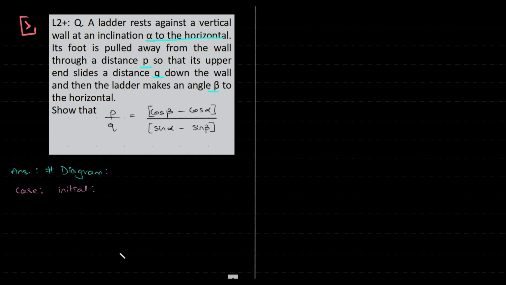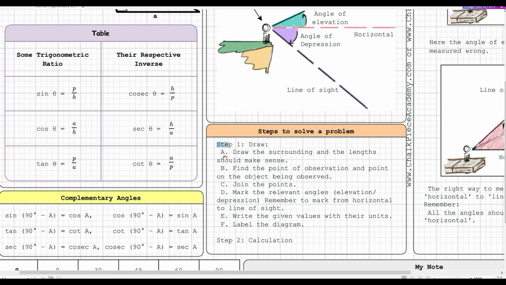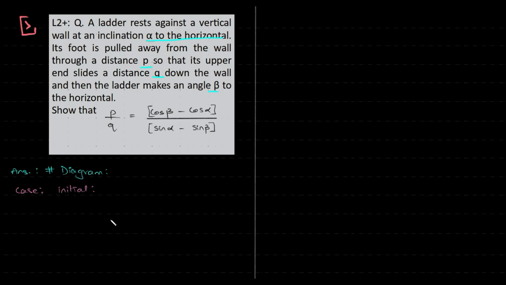the ground, right? What we have to do is draw the surroundings, and then the point of observation. All of this is actually not required in this case because it's just a ladder and things like that, right? So my request is: pause and draw. Okay, I hope you guys tried it.